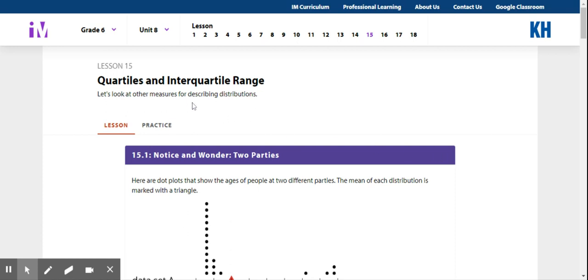All right, we're on to lesson 15, quartiles and interquartile range. We're looking for other measures besides median and mean to describe our data. So we're really getting into some new vocabulary here. It's going to be a little confusing, I have to say, but it is not difficult. It's just a lot more terminology.